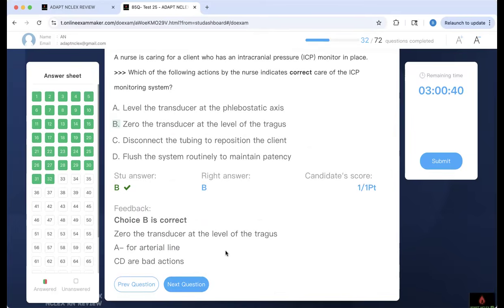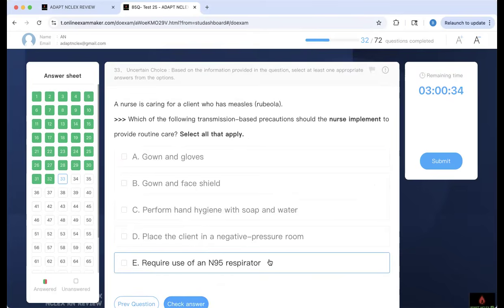These are all things I think you should know in order to help you answer questions on the ICP. And this is caring for a client who has measles, rubeola. Which of the following transmission-based precautions should the nurse implement to provide routine care? Measles, rubeola, what do you think? Put them in the category. Is it airborne, droplet, contact? And then pick your answer.